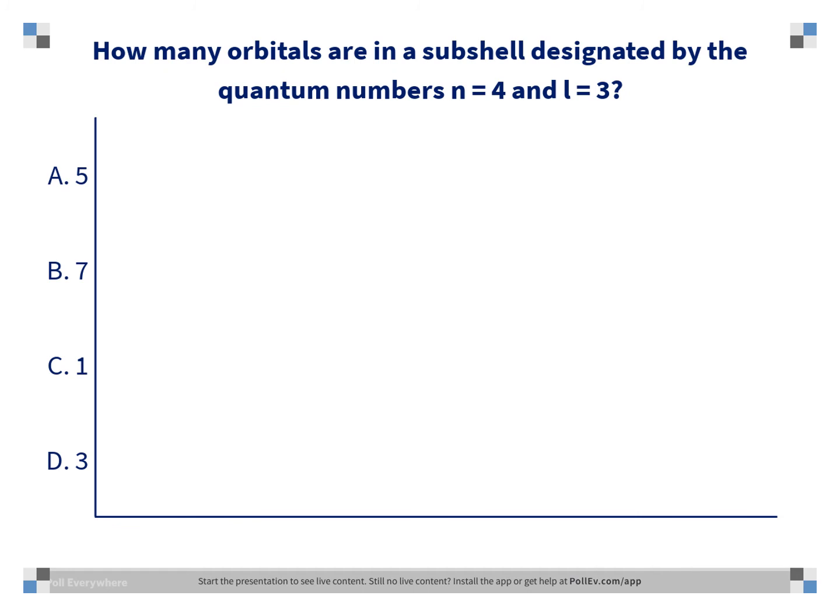One way you could figure this out is that when L equals 3, that corresponds to F orbitals, and there are 7 different orbitals in an F subshell. The other way to figure it out would be writing out all the allowed m sub l values based on the L, and then counting how many different ones there are. The allowed values would be -3, -2, -1, 0, 1, 2, and 3. That would be 7 different values, which corresponds to 7 different orientations.